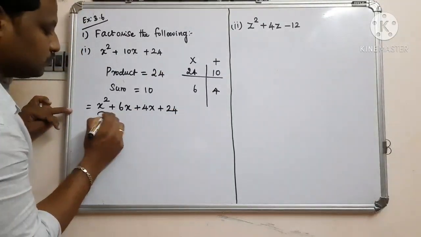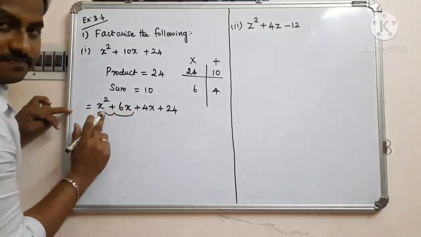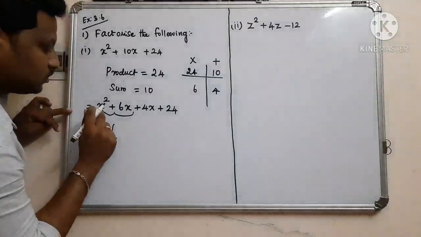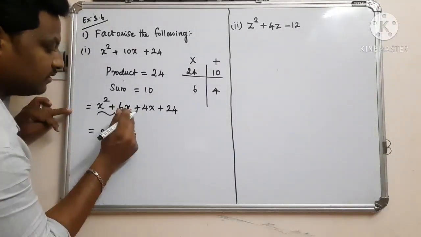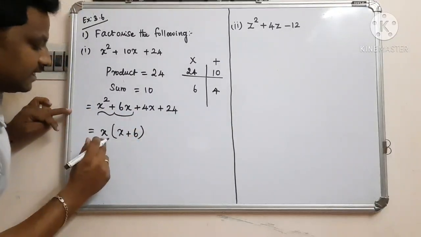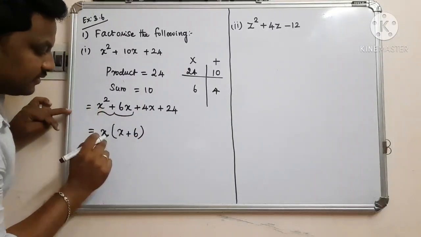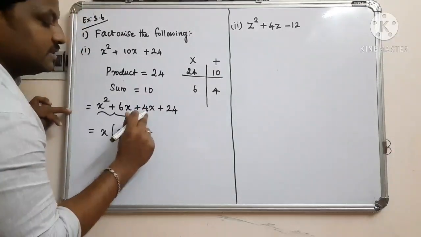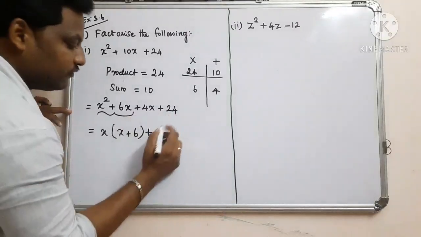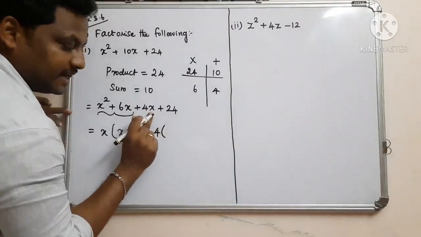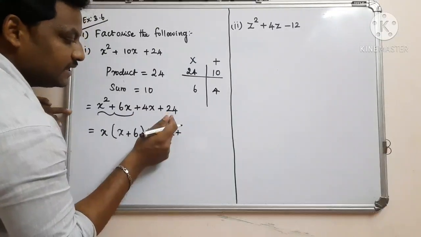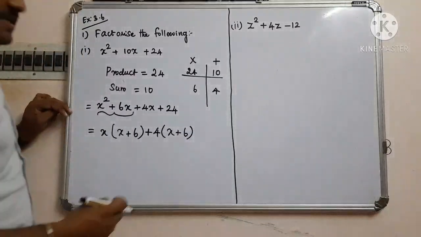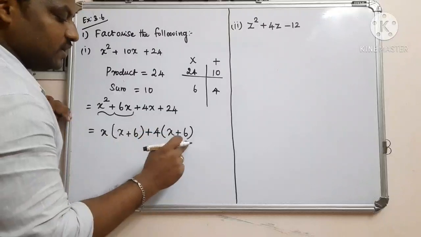Now for these first two terms, we take x as common. Remaining is x, plus 6. Multiplying, x into x is x square, x into 6 is 6x. Both are positive. Then what number can we take common? 4. The remaining is x plus 6. 4 into x is 4x, 4 into 6 is 24.